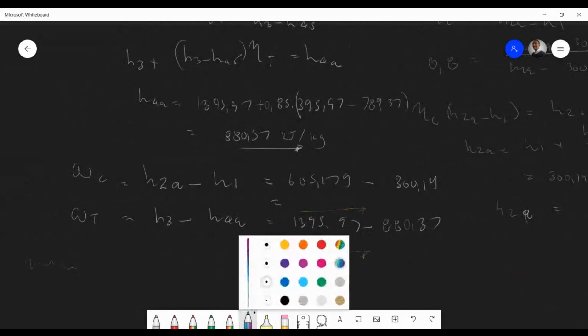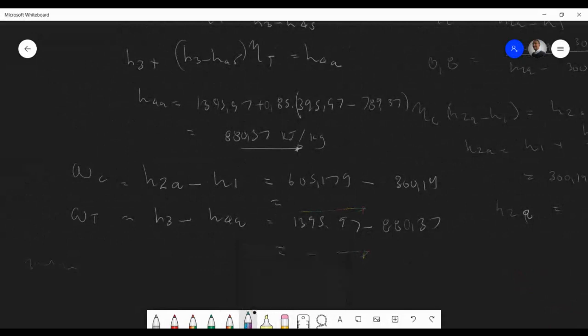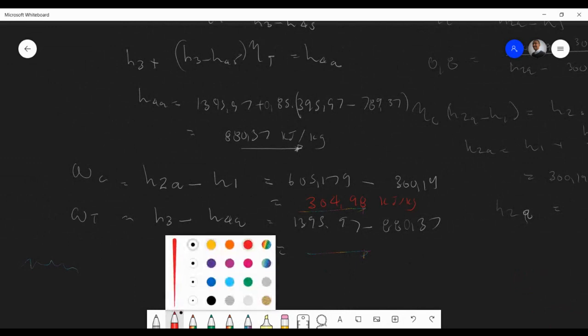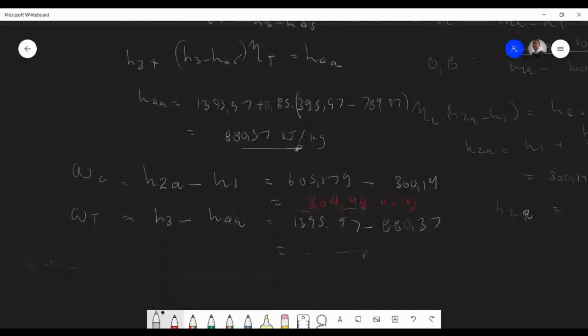Yes, sir. I got 304.98. Is that your compressor work, right? Yeah, compressor work. For the other one, I got 515.61, 515.61 kilojoules per kilogram. Right.